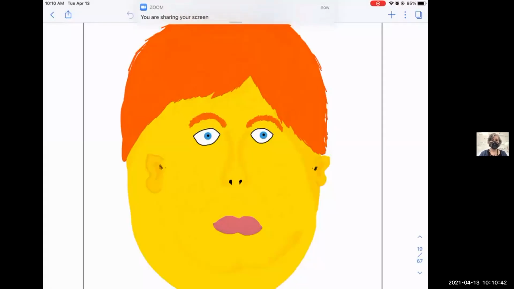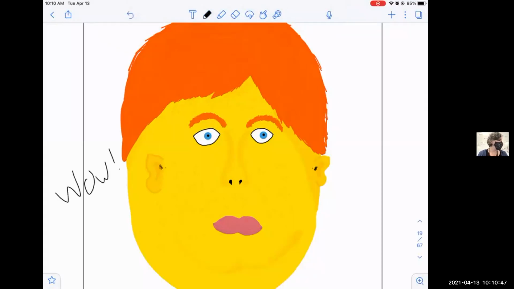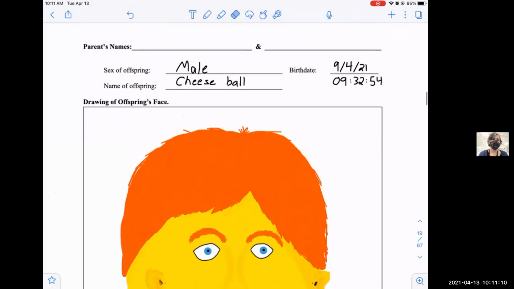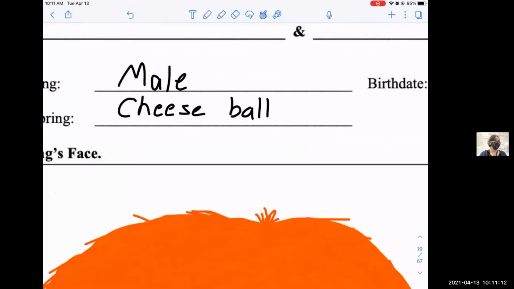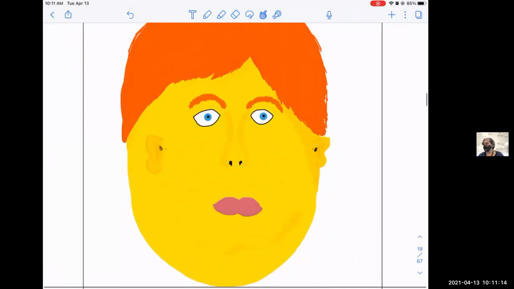Oh, Blaze. He's beautiful. He's got some red hair. Is that a widow's peak or no widow's peak? No, he did not have one. He's got some nice freckles on his face. Does he have the Darwin point ears? I mean, he's beautiful. Did you name him? Let's see the name that you gave this. Cheese ball. Awesome. All right. Thank you, Blaze.